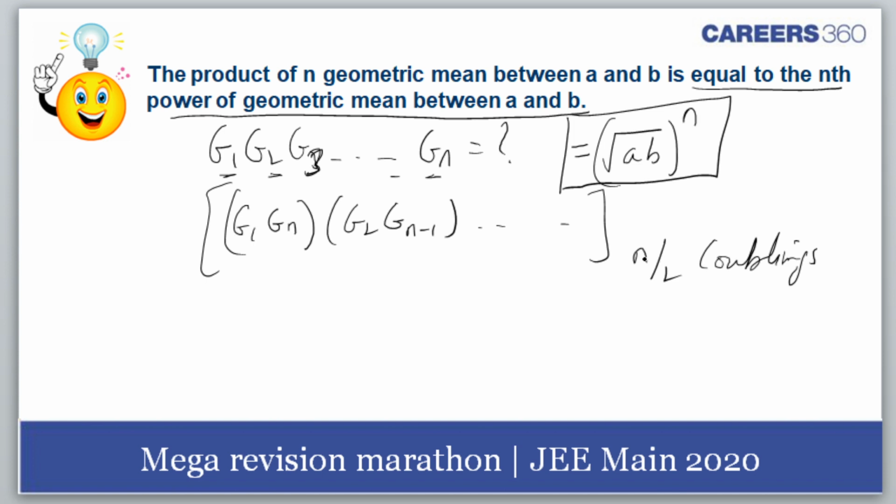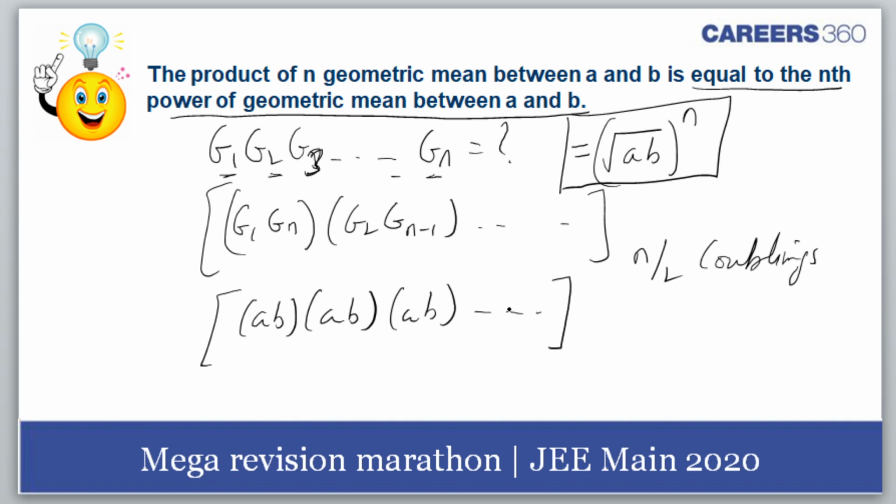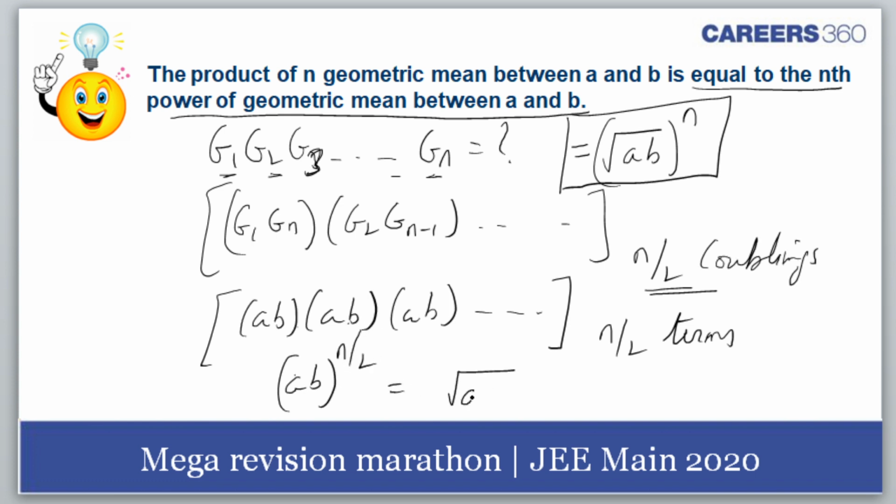Now, we realize this is the second term and second last term of a GP. So this can be replaced by AB. This can be replaced by AB. So every pair can be replaced by A into B, the first term into the last term. How many terms are these? N by 2. So I'll get AB into AB into AB and so on, which gives AB raised to power n by 2. That's nothing but under root AB, the single geometric mean between A and B, raised to power n. Am I right? That's what we get. So GP also we have done.